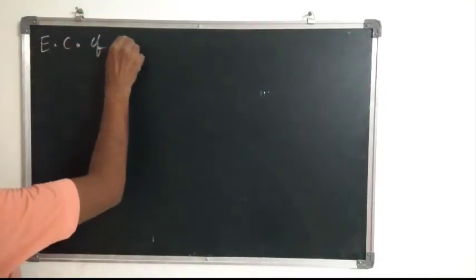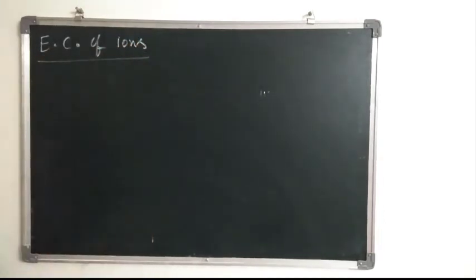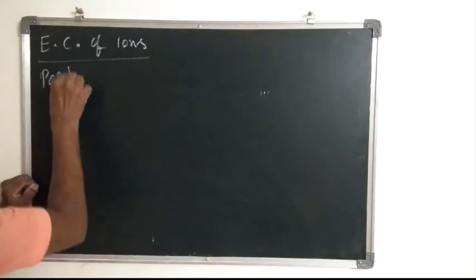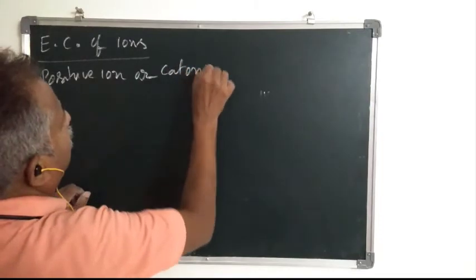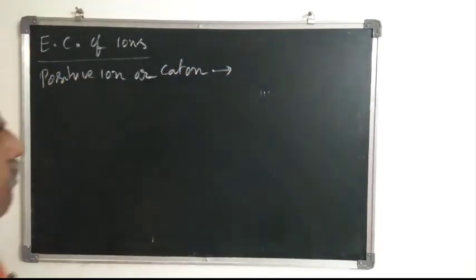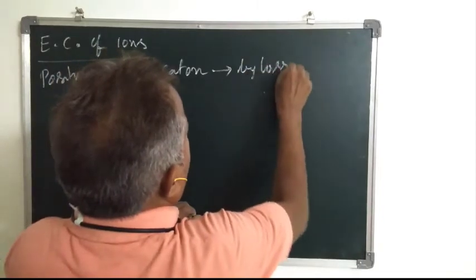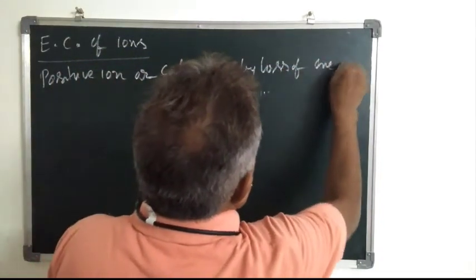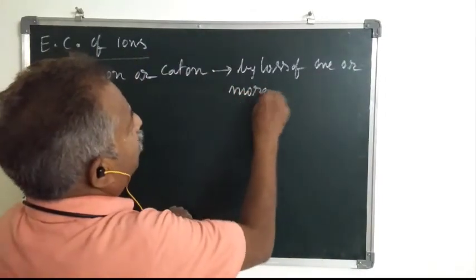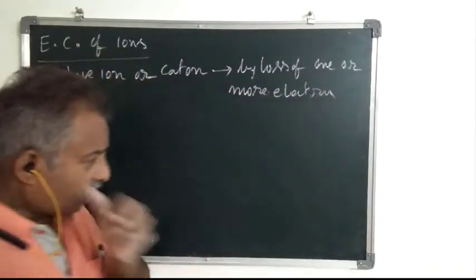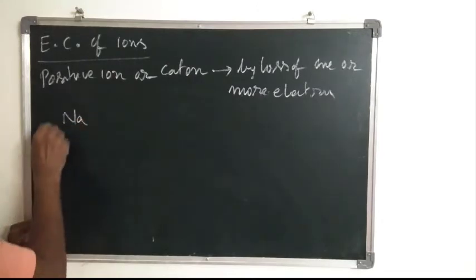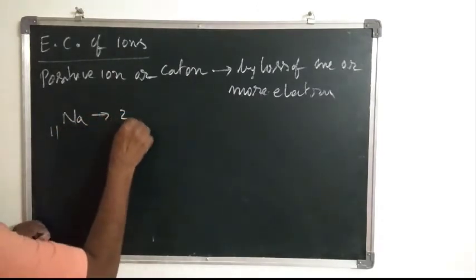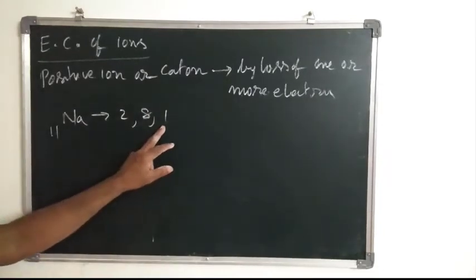Now, let us see the electronic configuration of ions. Electronic configuration of ions. Positive ion or cation. How is it formed? A cation is formed by loss of one or more electrons. So let us take an example, sodium. Sodium atomic number 11, right? The configuration is 2, 8, 1. It has only 1 valence electron.